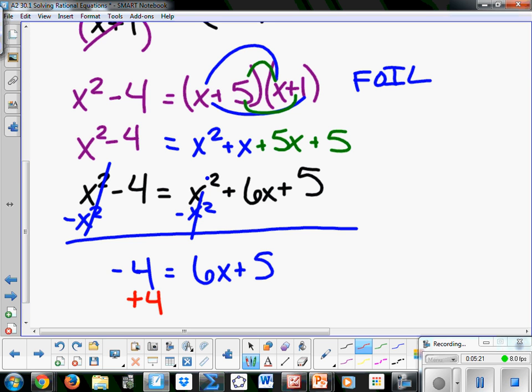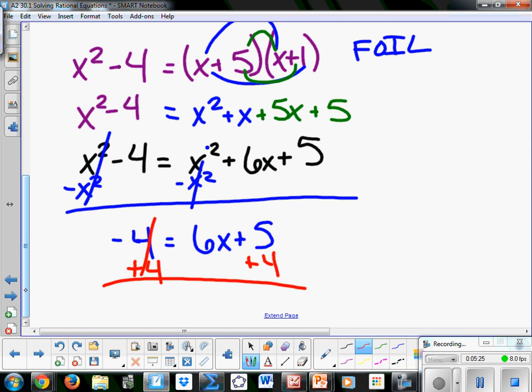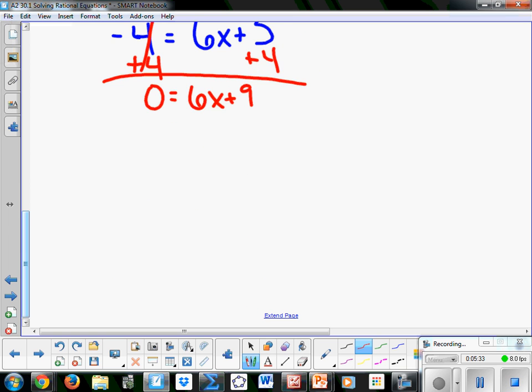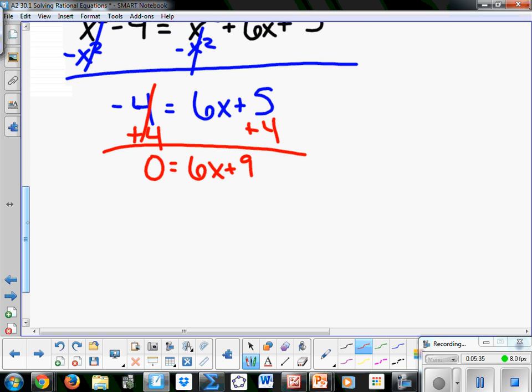Add our 4 to both sides. This one cancels. We end up with 0 equals 6x plus 9. And you know what? I'm going through all the steps, doing the lovely solving, getting things equal to 0 in order to solve for x, because that's what we've been doing for so long with the quadratics. We could have made things a little bit easier and just solved for x up in this step here, but we can do the same thing down here in this step.